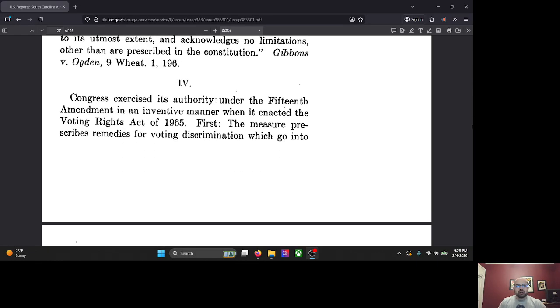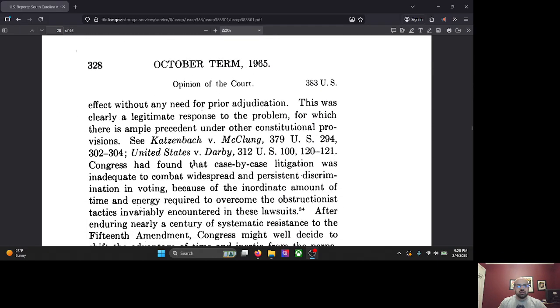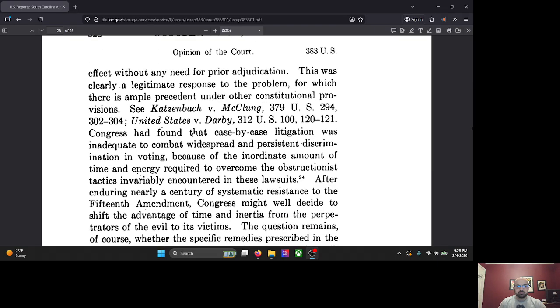Congress exercised its authority under the 15th Amendment in an inventive manner when it enacted the Voting Rights Act of 1965. First, the measure prescribes remedies for voting discrimination, which go into effect without any need for prior adjudication. This was clearly a legitimate response to the problem, for which there is ample precedent under our other constitutional provisions.